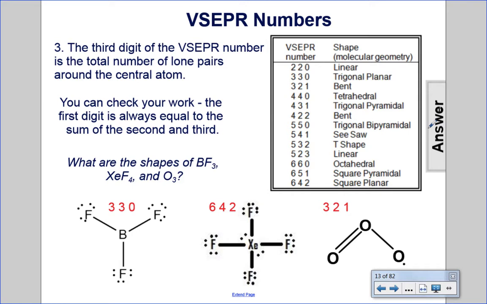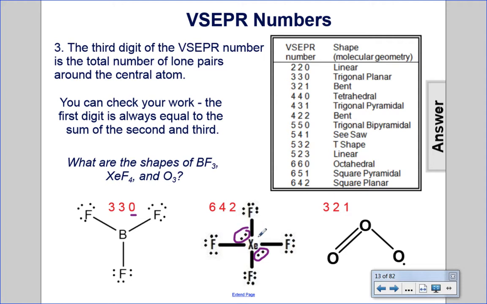So, first let's do the third VSEPR number for each of the 3 examples that we've been using. And then let's assign a VSEPR number and a shape based on the VSEPR number. So first let's look at boron trifluoride. There are 3 bonds around the central atom of boron, but no unbonded pairs, lone pairs. Therefore, the number is 0, and the total number is 330. For xenon tetrafluoride, as you remember, there are 4 bonds around the xenon, but there are 2 unbonded pairs right here, so therefore the third number is 2.